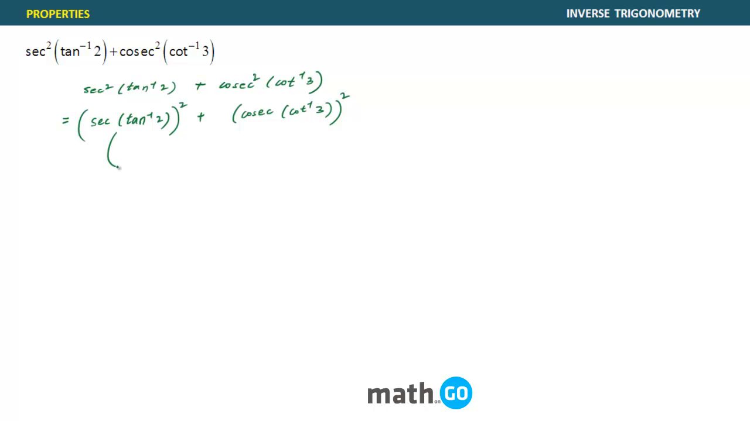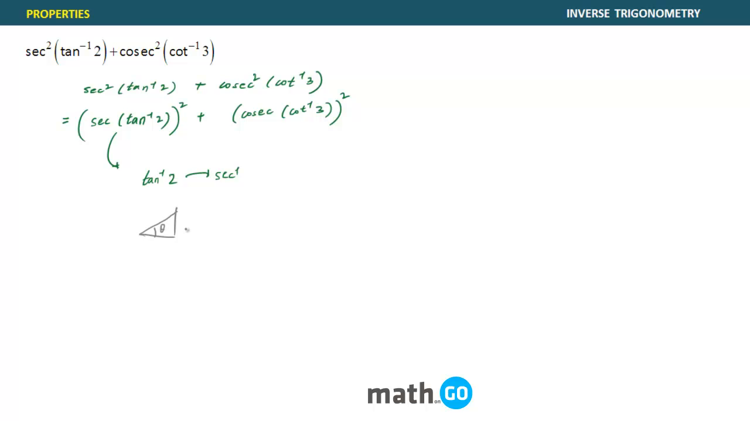Now you need to find secant of tan inverse 2. So that means you need to convert tan inverse 2 into secant inverse form, which we just studied how to do. So let's quickly do it, and then we convert this into a triangle.